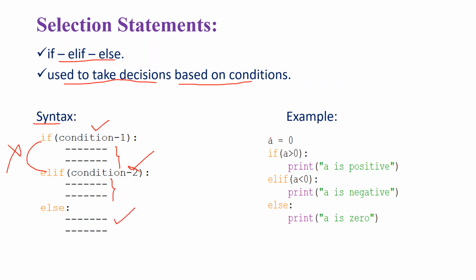See the example here, a equal to 0. Now check this condition, a greater than 0, 0 greater than 0, the condition failed. This will not be executed. Now a less than 0, is 0 less than 0? No, the condition failed. So this will not be executed. Now the else block will be executed and the output will be a is 0.